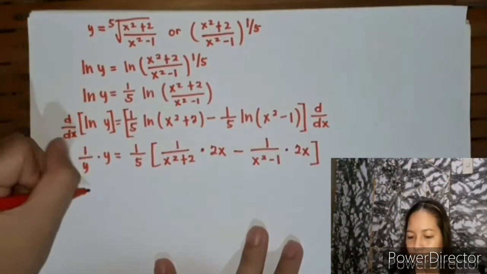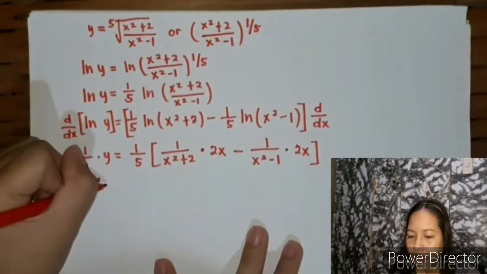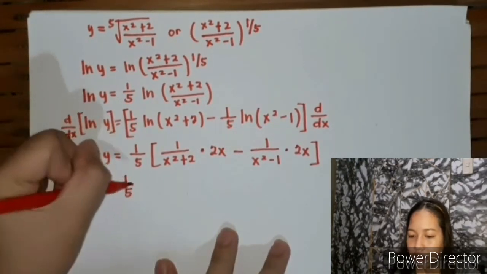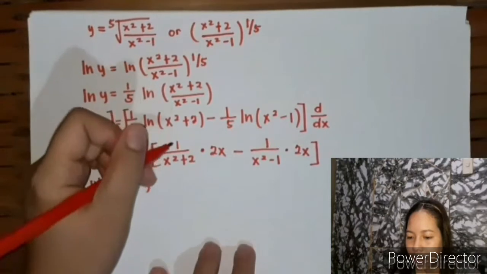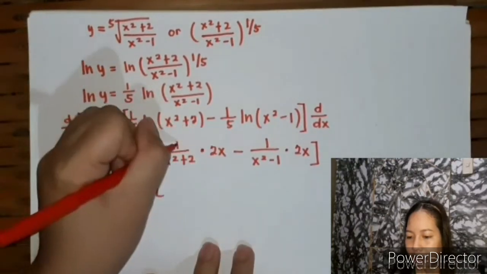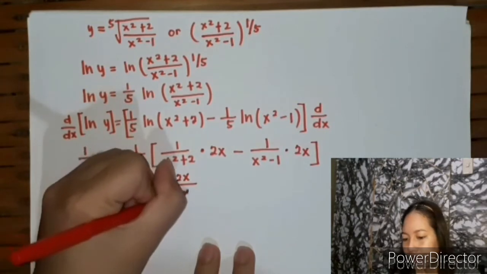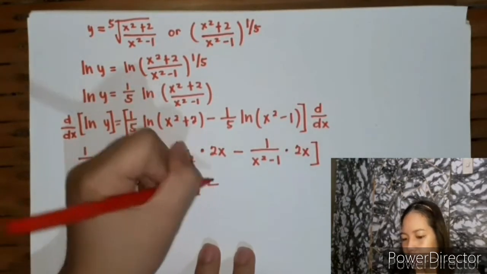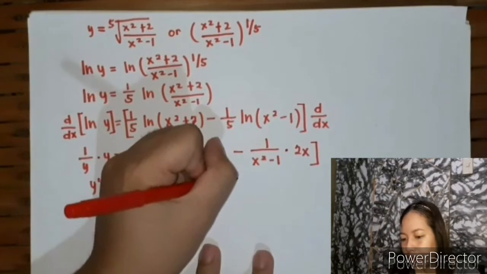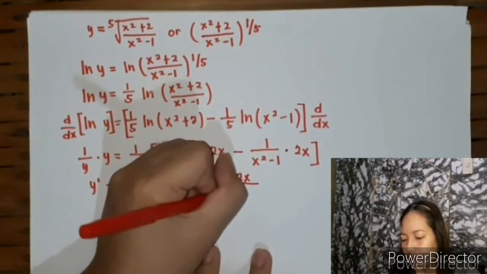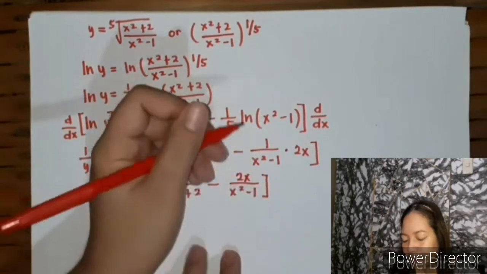Then now we will transpose the 1 over y from the right side. It will become y prime is equals to 1 over 5 times y, and then multiply 2x from 1 over x squared to become 2x plus x squared plus 2 minus 2x all over x squared minus 1.